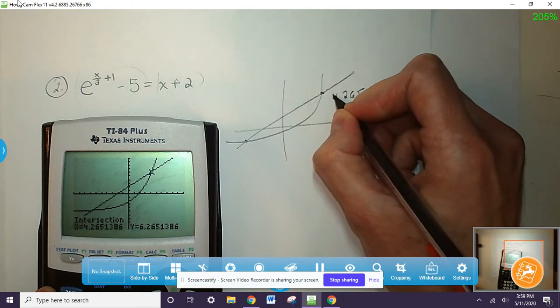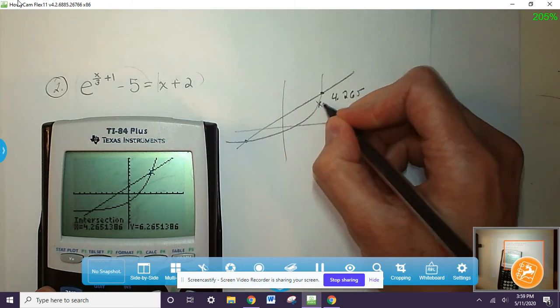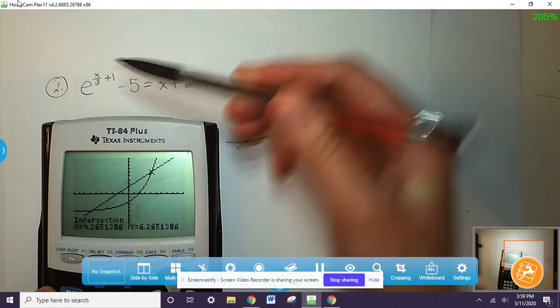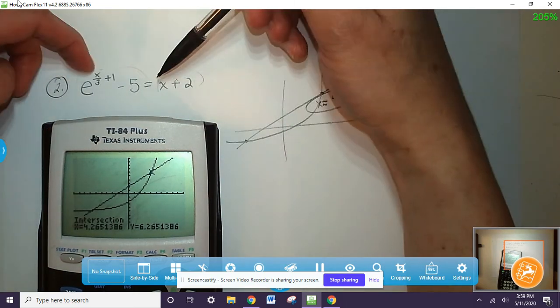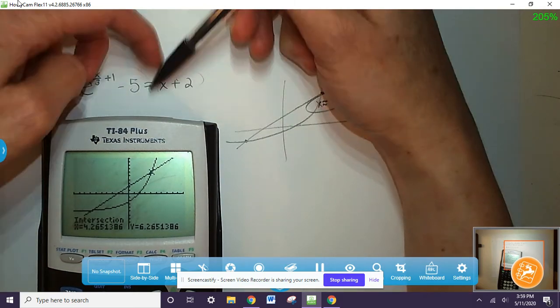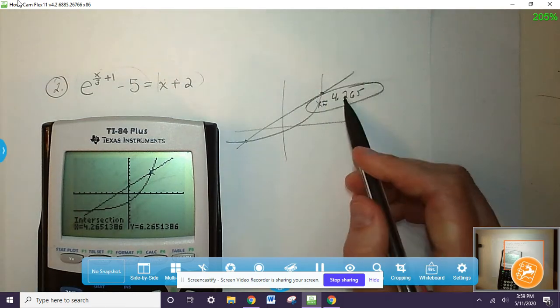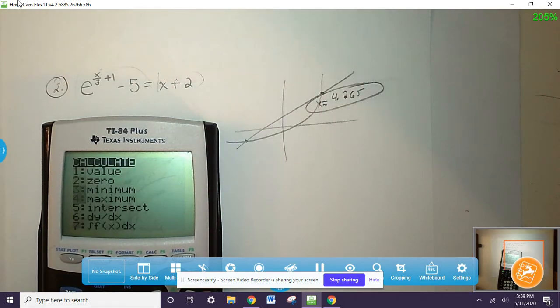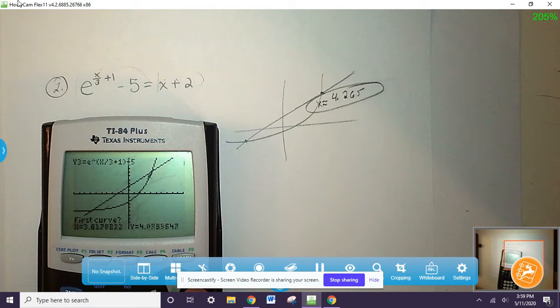And I don't even need the y-coordinate, because if you think about what you're really solving here, you're looking for the x that you can plug in here and here that makes these two sides equal to each other. So there's one value. To get the other value, we'll do second trace intersect again and go find out what that point of intersection is.